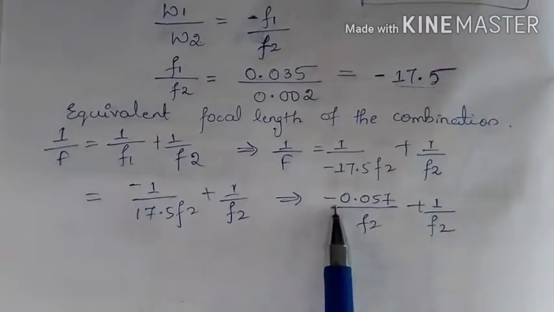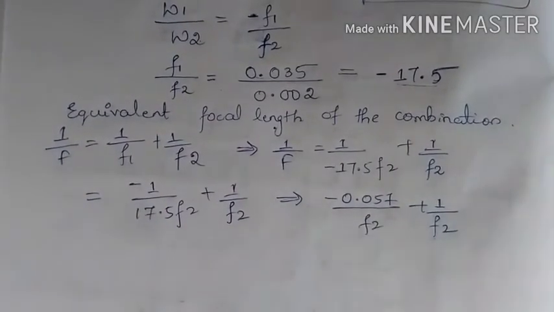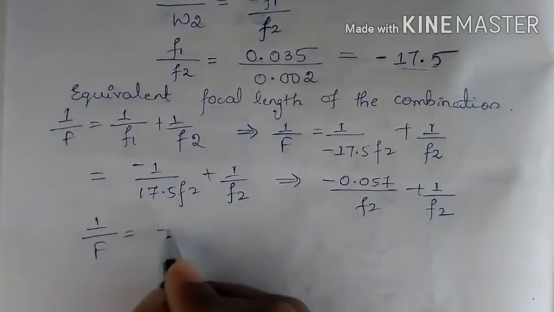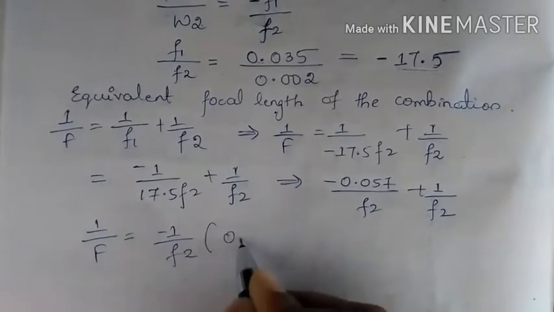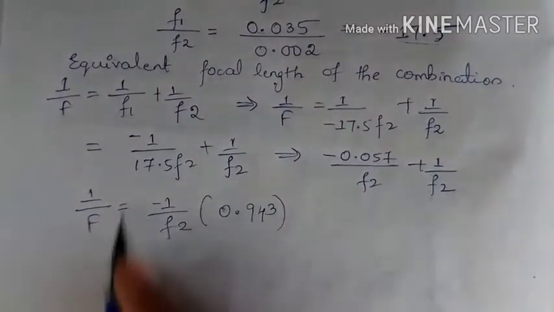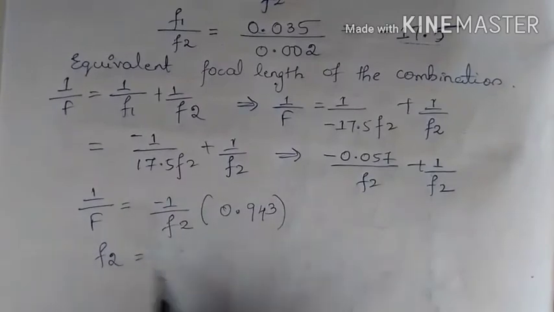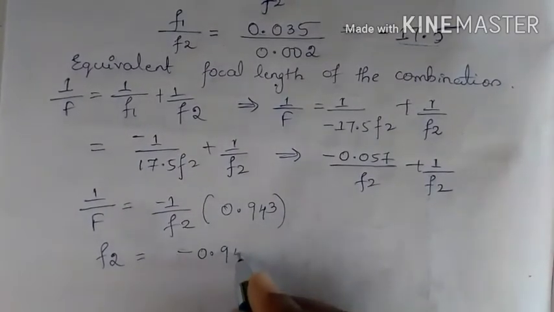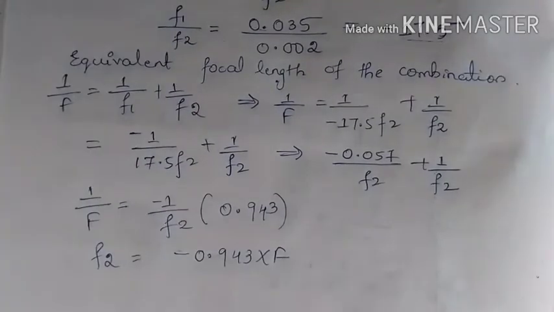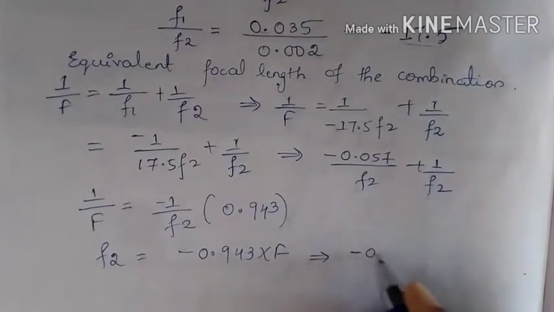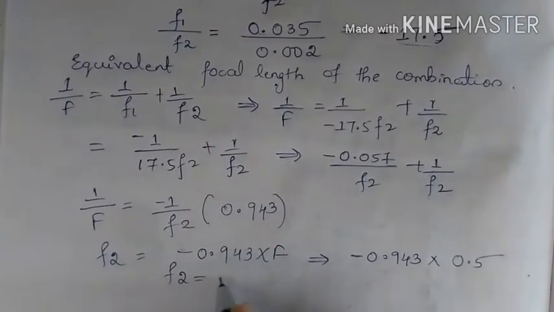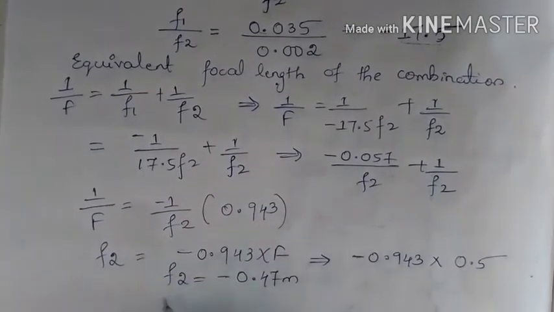So if you take 1 minus 0.057 by f2, then you get 1 by f is equal to minus 1 by f2 times 0.943. So this is 1 by f. That means f2 will be what? f2 will be minus 0.943 multiplied by f. We know f, it is 0.5. Substitute that here: minus 0.943 multiplied by 0.5, then you get f2 as minus 0.47 meters.